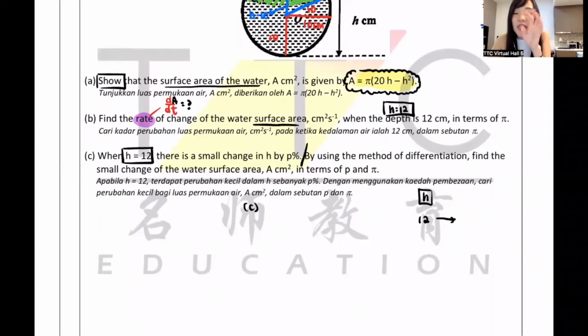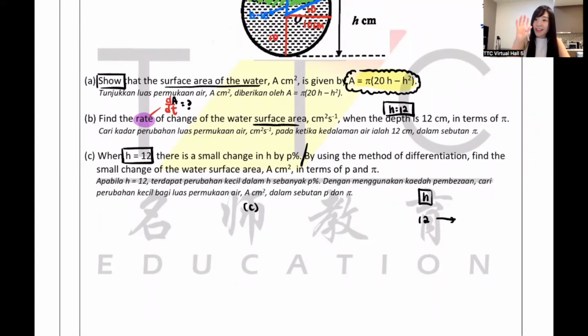Can anyone tell me, let me ask you guys, what is the small change for H? Very good, Xuan Ying. Guys, listen to me.